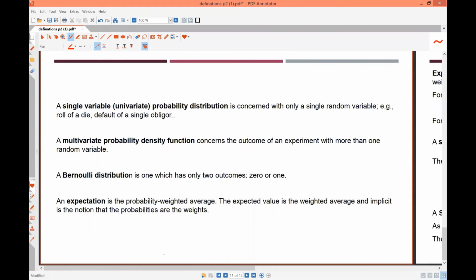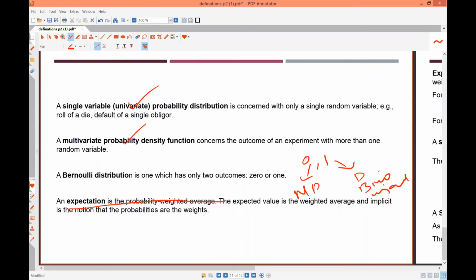A single variable or univariate probability distribution I have already explained, and multivariate I explained in chapter 1. Bernoulli is a type of distribution where the sample is 0 or 1. For example, a client will default or not default. If it will not default, it will be 0. If it will default, it will be 1. Binomial distribution is also used for the same purpose. So these are discrete distributions, which we'll discuss in detail when we move forward.